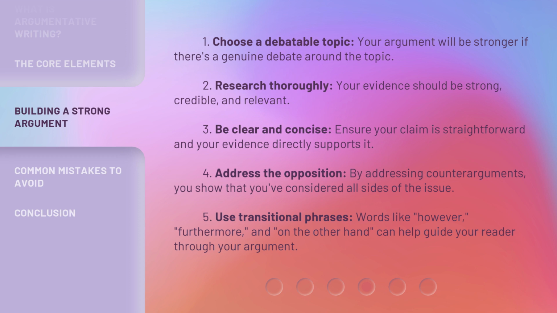4. Address the opposition. By addressing counterarguments, you show that you've considered all sides of the issue. 5. Use transitional phrases. Words like however, furthermore, and on the other hand can help guide your reader through your argument.